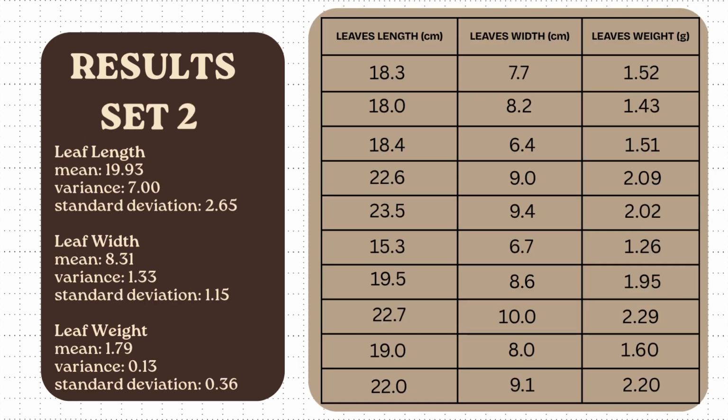Result set 2. The table shows the leaf length, leaf width, and leaf weight. The leaf length mean is 19.93, the variance is 7.0, the standard deviation is 2.65. The leaf width mean is 8.31, the variance is 1.33, and the standard deviation is 1.15. Lastly, the leaf weight mean is 1.79, the variance is 0.13, and the standard deviation is 0.36.